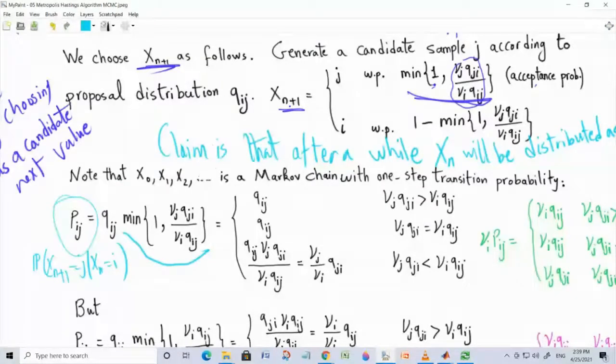And these are the three cases, depending on whether this numerator is greater than the denominator. If so, this ratio will be greater than 1, and so this minimum will be 1, and you have Q_ij. The same if this ratio is exactly 1. But if this ratio is strictly less than 1, then this ratio becomes the minimum, and when you multiply by Q_ij, you get this value, mu_j over mu_i, times Q_ji. So this is P_ij.